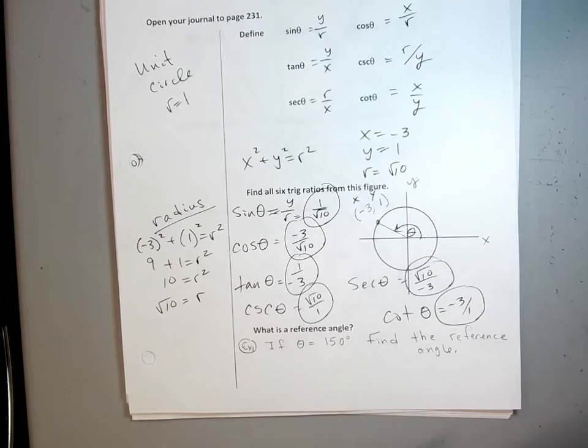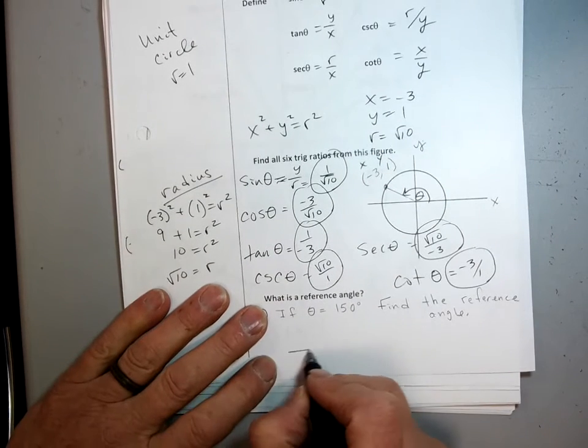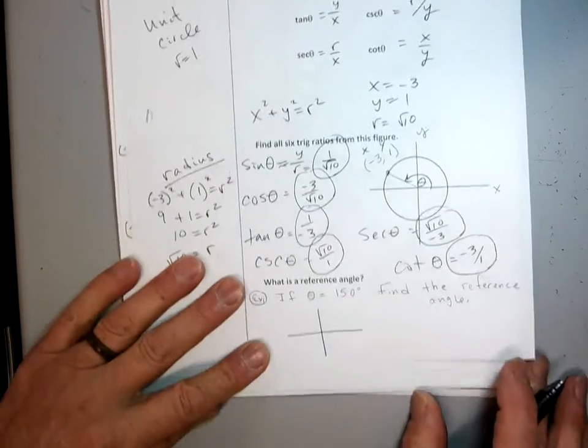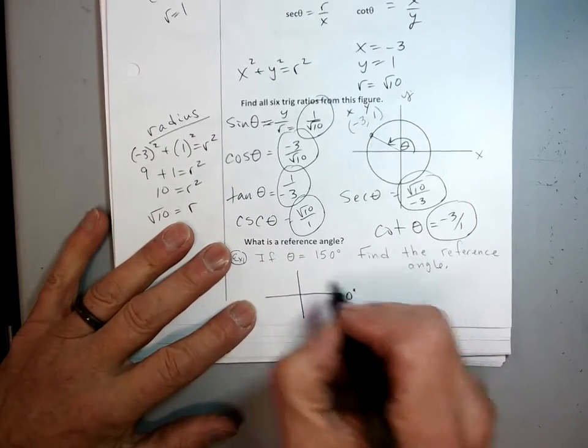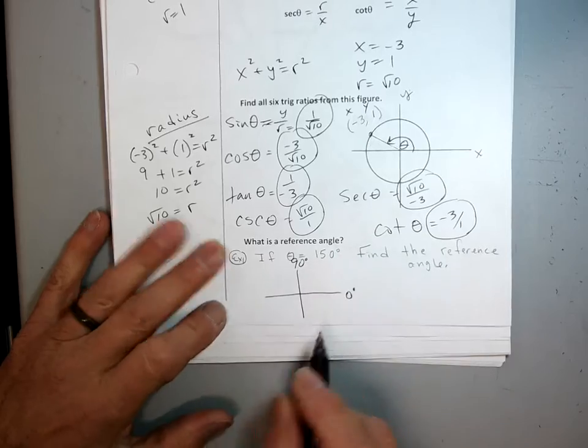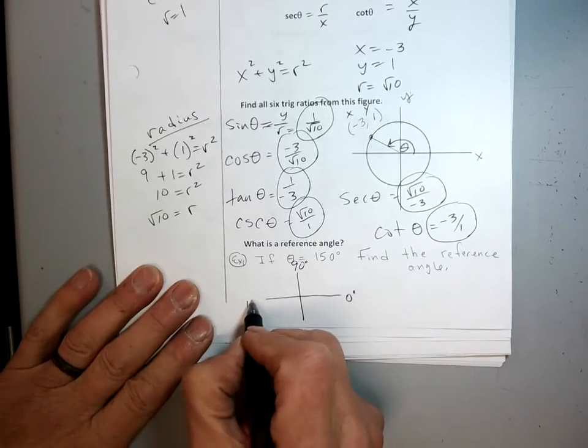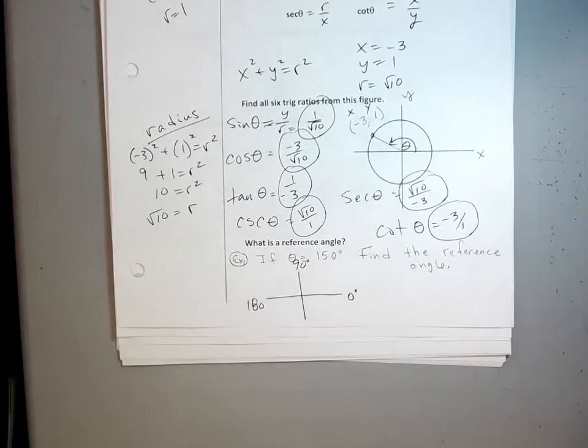Reference angle. All right. We talked about that briefly in the very beginning, first few minutes of class, right? So let's go back to my reference angle. Ready? 0 degrees, 90 degrees, 180 degrees. Where's 150 at? 150 degrees, right about here, right? Does that make sense?